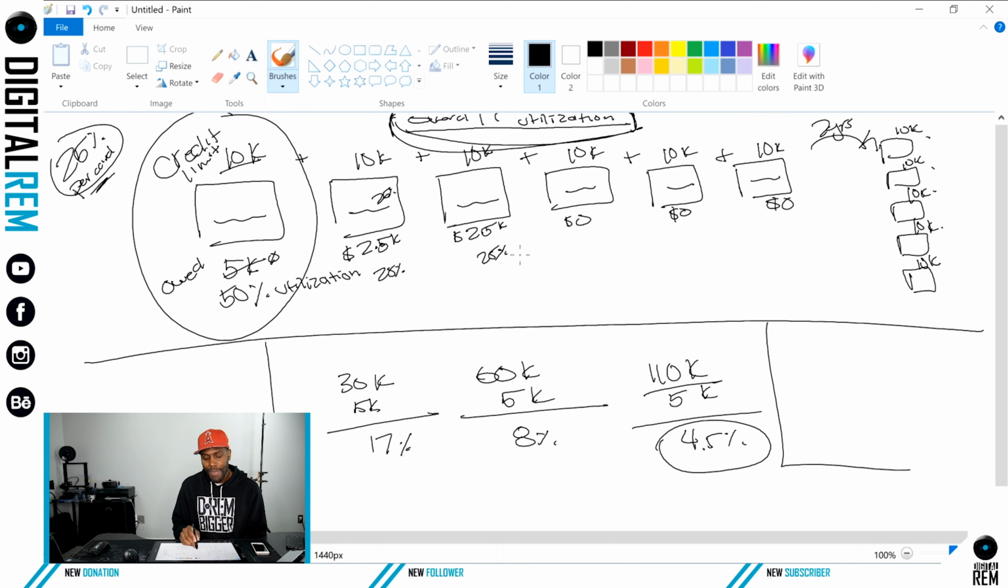So you want to be in this area. You still only owe the $5,000 that you've always owed, but your overall utilization is low. At the micro level, you want to stay at 25% per card. So per card, you just don't want to go over 25%. If you had a 10K card, you don't want to go over $2,500 on it. And you can do the math on different cards because the credit limits differ. But at the end of the day, the banks are looking at the overall utilization.